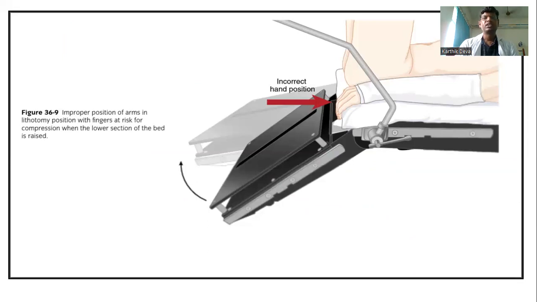One should be very careful in keeping the patient's hand in lithotomy position. Improper position of the arms in lithotomy position puts the fingers at risk for compression when the lower section of the bed is raised. Keeping the arm by the side of the patient in lithotomy position increases the risk of the fingers getting caught in the lower section of the bed. It's better to keep the arm away from the body of the patient.